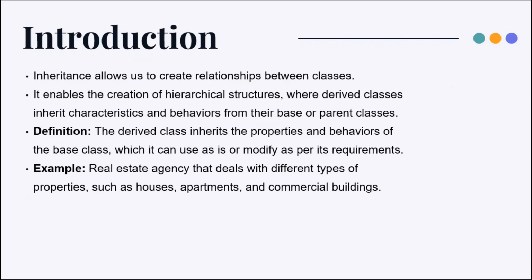Consider a real estate agency that deals with different types of properties, such as houses, apartments, and commercial buildings. To manage these properties efficiently, the agency could use inheritance. In this scenario, we can define a base class called property that contains common attributes and behaviors shared by all types of properties, such as address, price, and number of rooms. This base class represents the general characteristics of a property.